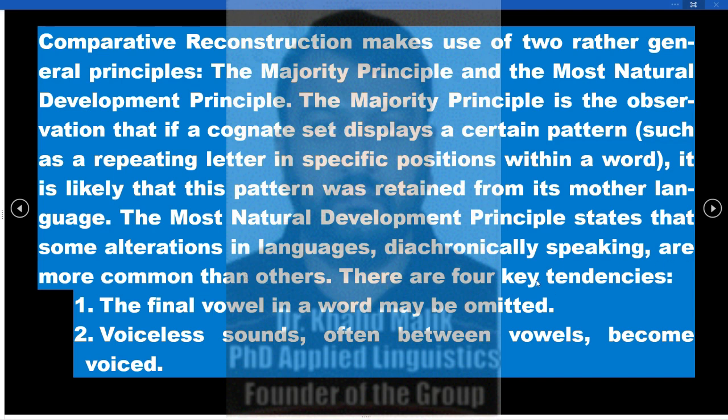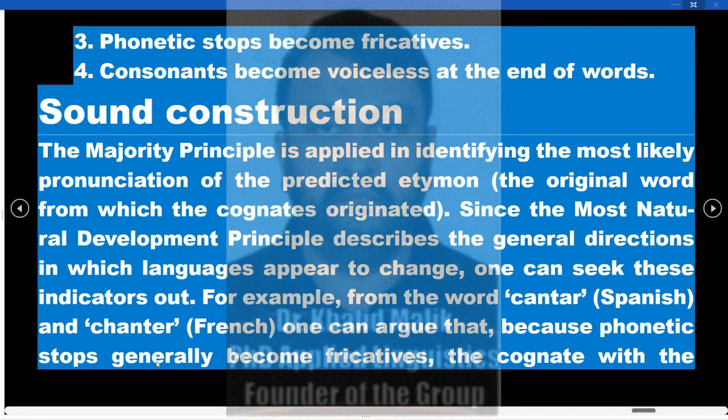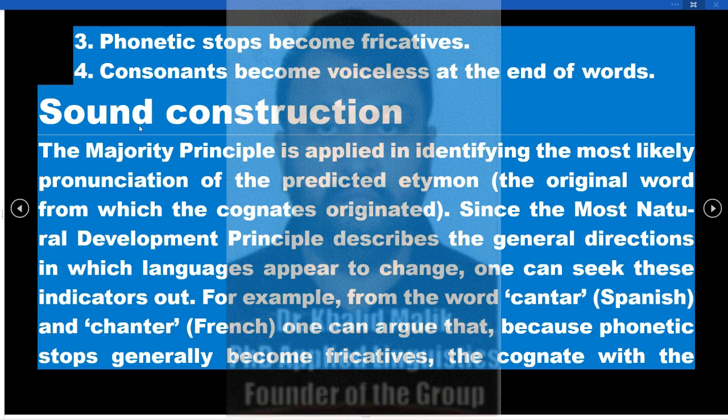There are four key tendencies. The final vowel in a word may be omitted. Voiceless sounds, often between vowels, become voiced. Phonetic stops become fricatives. Consonants become voiceless at the end of words.